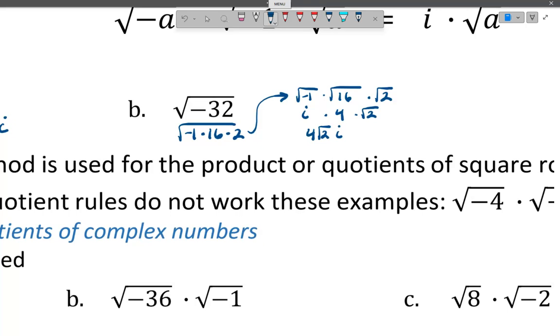But you need to be very clear that that i is no longer inside that radicand. It needs to be outside. So in a lot of places, what you'll see instead is they'll write 4i root 2. Either one of those is fine with me, as long as if you do the first one, you're very, very clear that the i is not inside the radical.